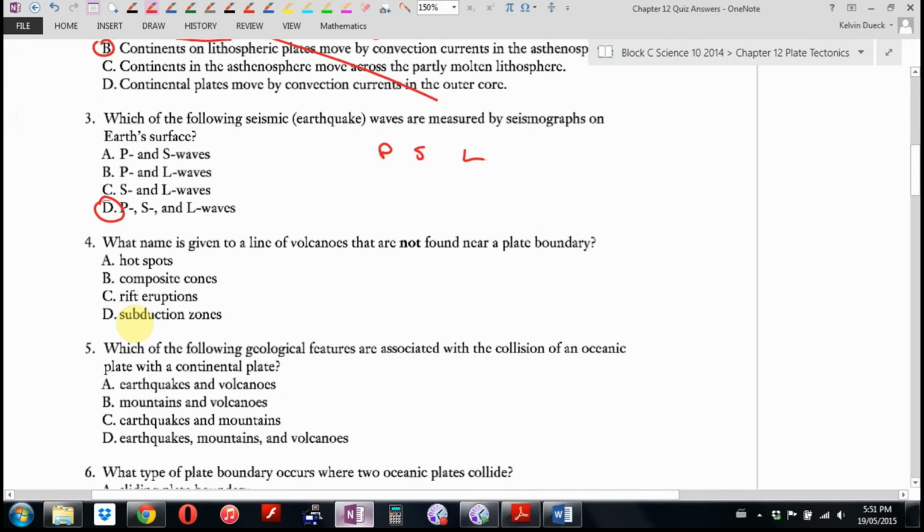What's the name given to a line of volcanoes that are not found near a plate boundary? We call them hotspots. Like Hawaii, that's not near a plate boundary. What do we call the volcanoes that are near a plate boundary? Those are usually composite volcanoes, like Mount Baker, like Mount St. Helens, like all the coastal volcanoes that run along the Oregon, Washington, BC coast, because we are right on a plate boundary.